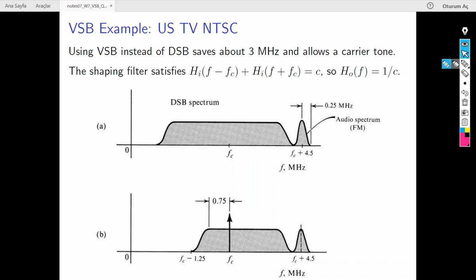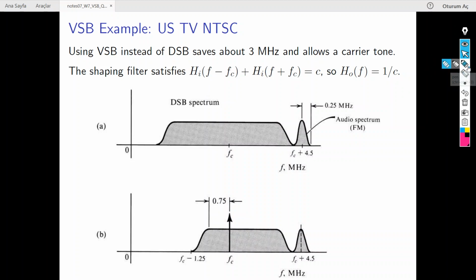Now the advantage of vestigial sideband. Using vestigial sideband instead of double sideband modulation saves about 3 megahertz. Yes, it's similar to single sideband kind of, but you save bandwidth compared to double sideband, and it allows a carrier tone to pass. Yes, because it takes additional part from the signal, from the other part. So if you have a carrier in the middle, the carrier will pass. But in single sideband, the carrier cannot pass usually. And the shaping filter satisfies this equation.